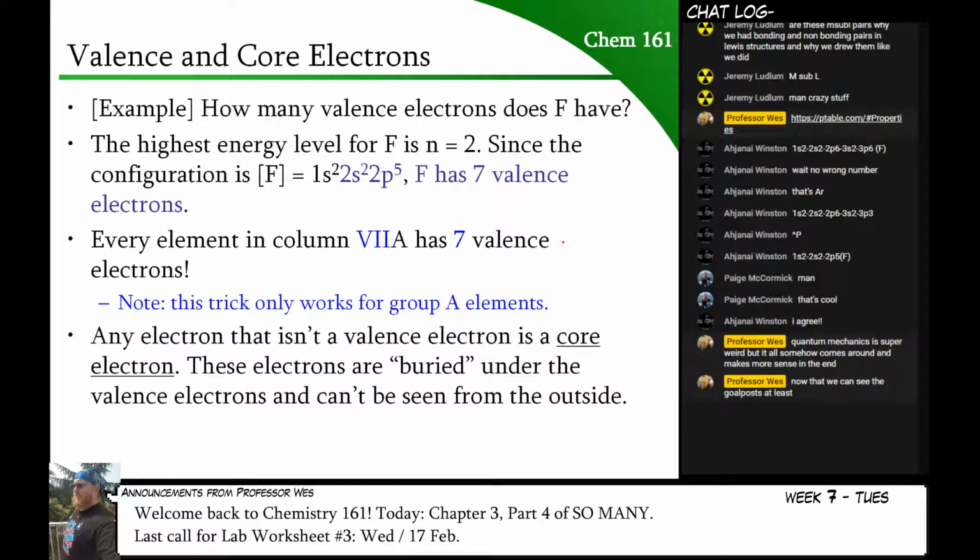So here are some more examples that we can do for valence electrons. We already did fluorine. Any electron that's not a valence electron is called a core electron. Core electrons are just buried under the valence electrons. So there are only 2 classifications of electrons. You're either a valence electron, which means you're on the outside and you participate in bonding, or you're a core electron and you don't.